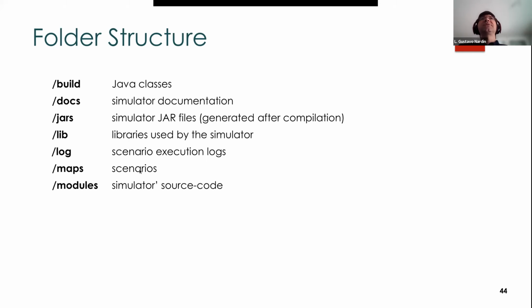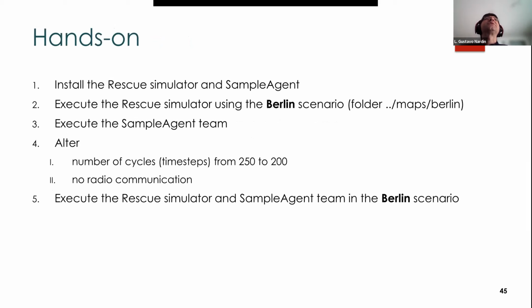Maps hold the scenarios. We have about 15 standard or default scenarios. As we will see later, we can create other scenarios. Even though we call it the maps directory, it's the scenarios. And if you want, it's an open source simulator. If you want to see the source code, it's available. So you go under modules and you will have access to all the source code for all these simulators and kernels.